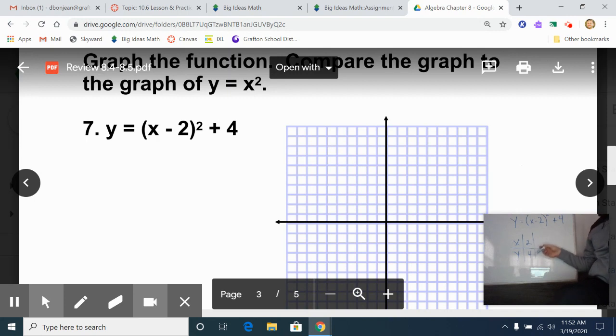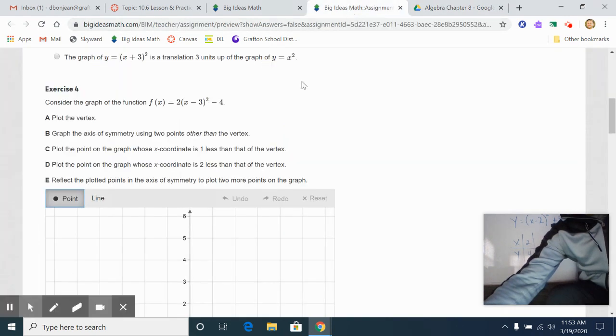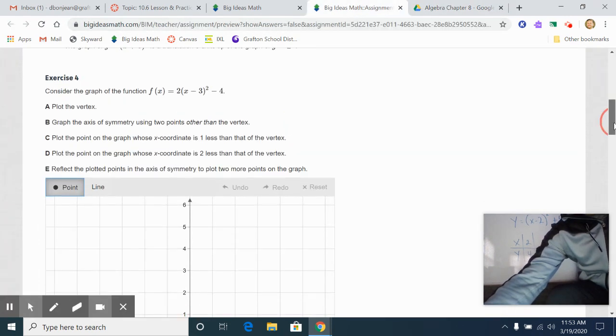So this would be your answer to part 1 of this question that you're going to see on your quiz. Plot your vertex. Boom, here it is. Now I'm going to actually show you the question because it's a little confusing. So on our screen here it is.